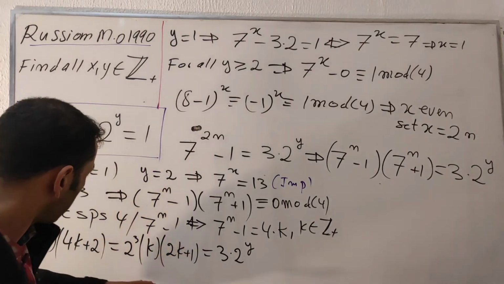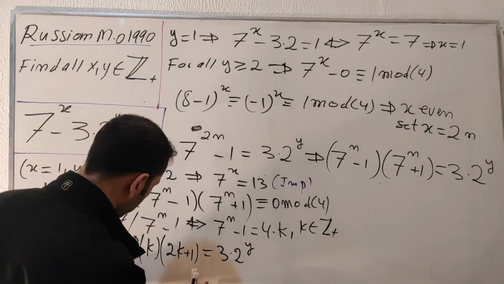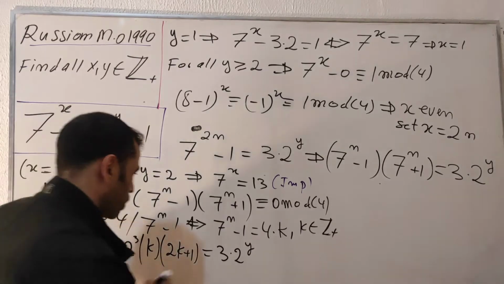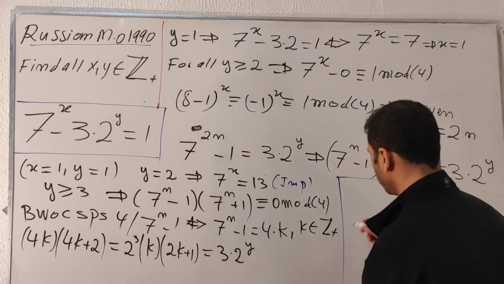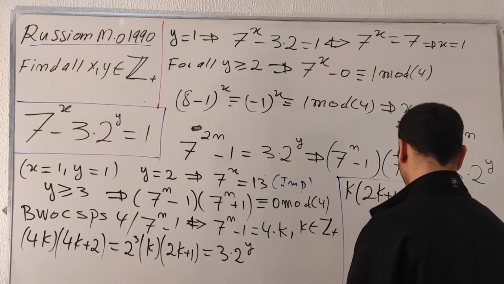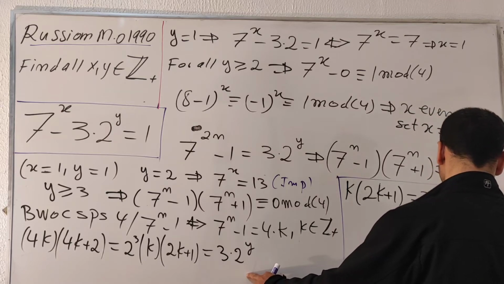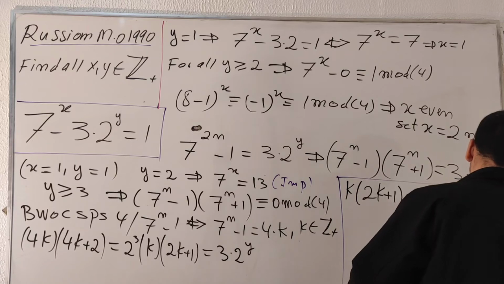Now we are okay. Since we have y greater than or equal to 3, we are allowed to divide both sides by 8. I will have a reduced product. By dividing both sides by 8, I get k times 2k plus 1, which equals 3 multiplied by 2 to the y minus 3 here, since we have y greater than or equal to 3.